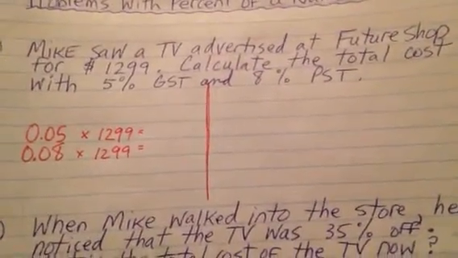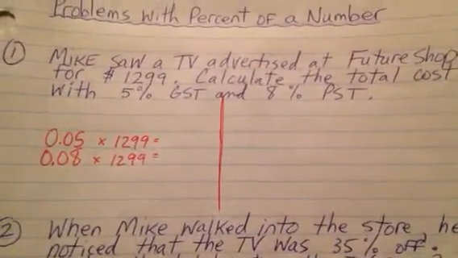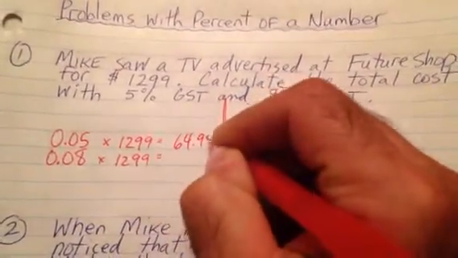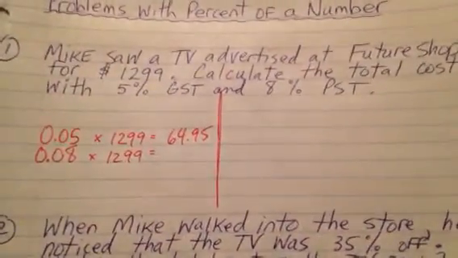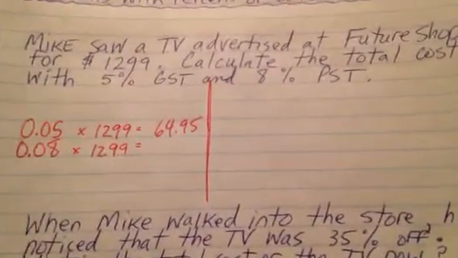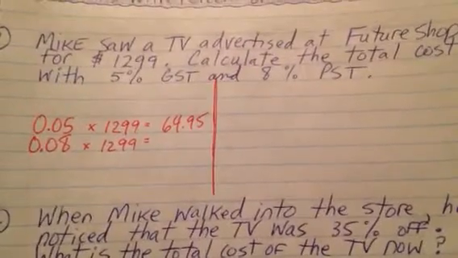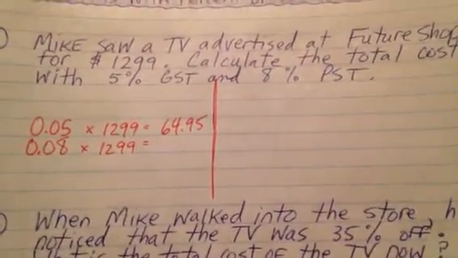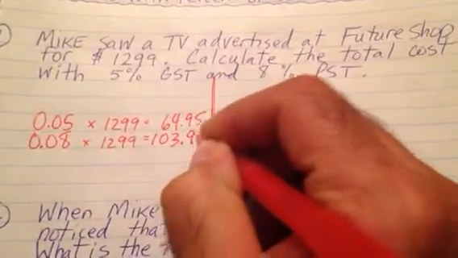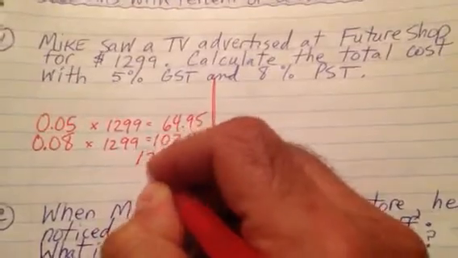So the first one, $1,299 multiplied by 0.05 works out to be $64.95 of tax. And remember, this will be added on to the price. Next one is $1,299 times 0.08, and we get $103.92. Now those are the two taxes. We add those on to the $1,299.